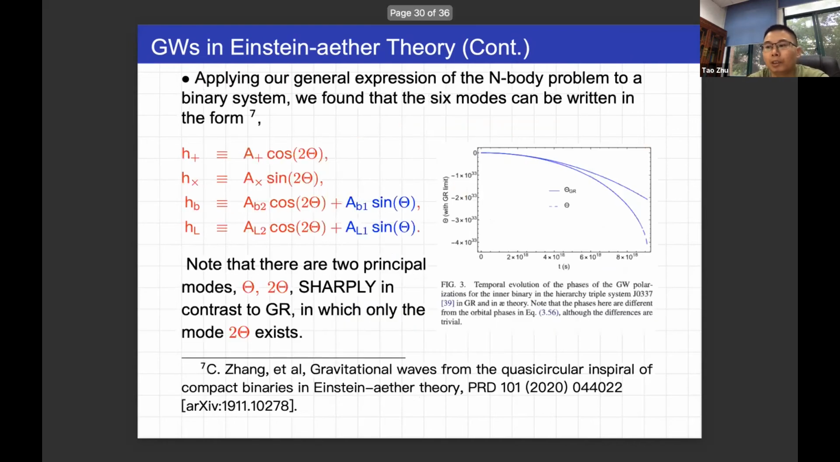By applying our general expressions to such systems, we find that different polarization modes of gravitational waves can be written in these forms. So we write the gravitational waves in a form where A plus and A cross are the amplitudes of the gravitational waves, and theta and 2 times theta are phases of the gravitational waves.